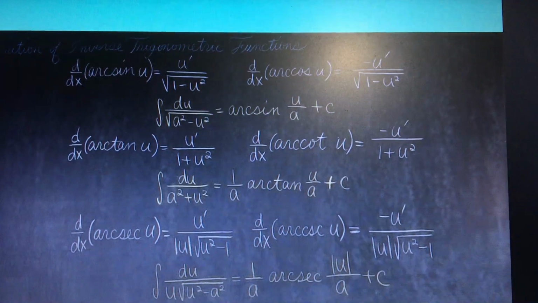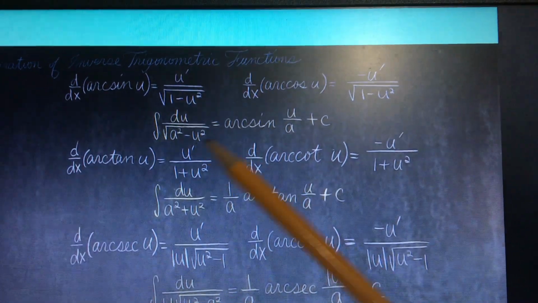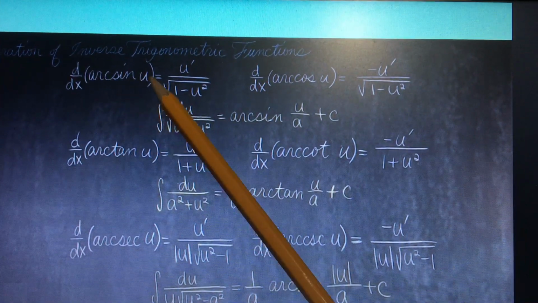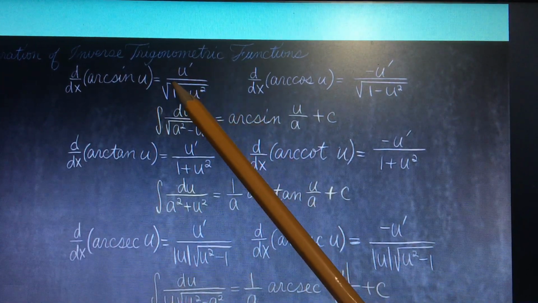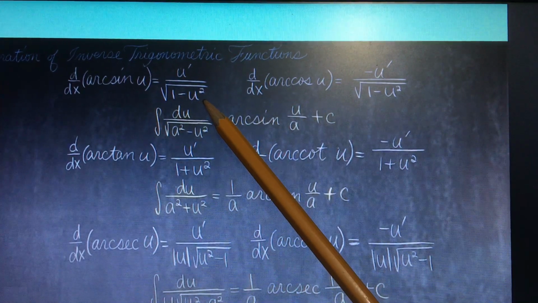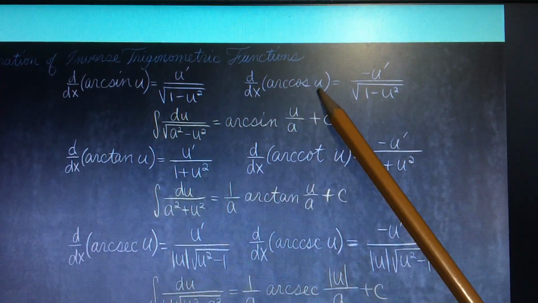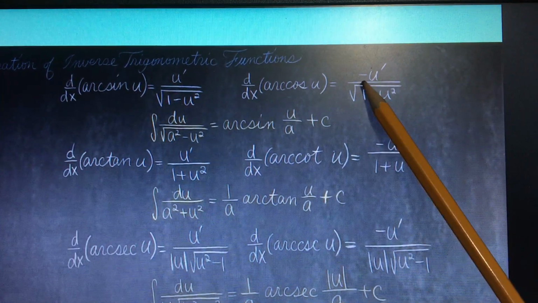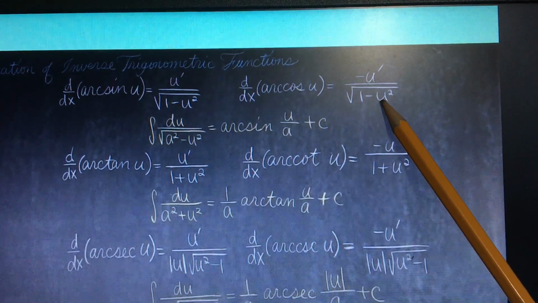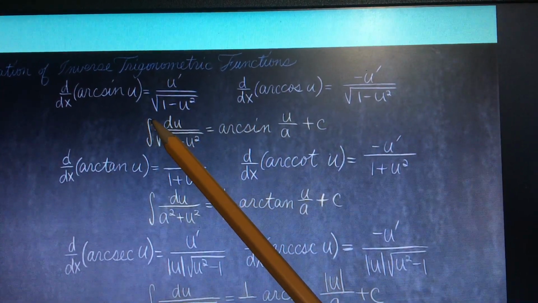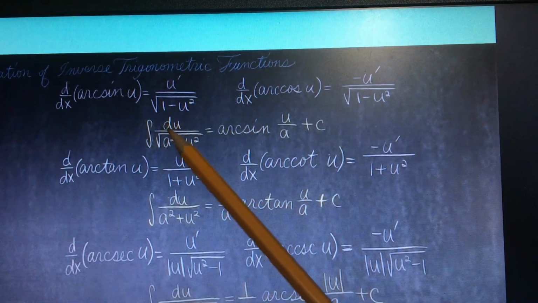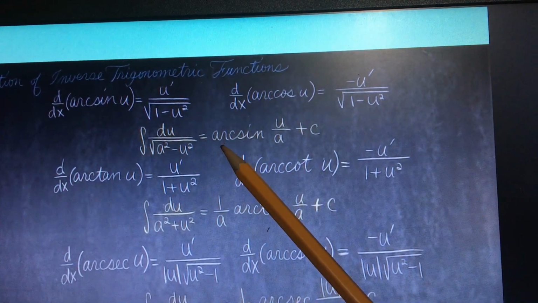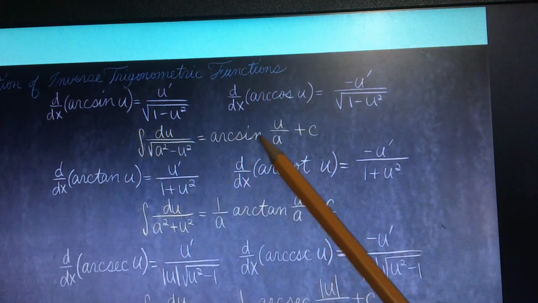Okay, so we have here, just to recall what we had in our differential calculus, the derivative of inverse sine u or arc sine u with respect to x is equal to u prime divided by the square root of 1 minus u squared. Alright, and the derivative of arc cosine u or inverse cosine u with respect to x is equal to negative u prime divided by the square root of 1 minus u squared. And for the integral, the integral of du divided by the square root of a squared minus u squared is equal to arc sine or inverse sine u over a plus c.